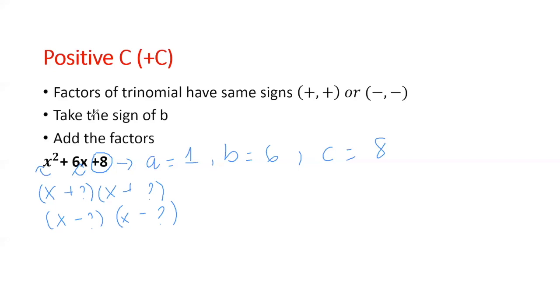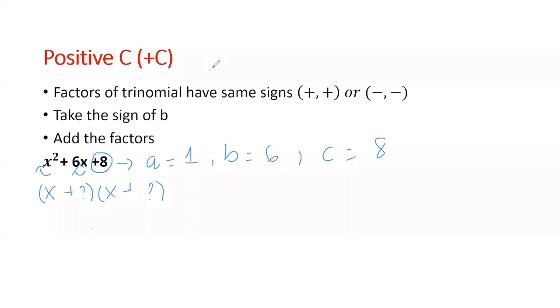Then next, I look at the second rule. It says take the sign of b. I look at the sign of b. I see it is a positive 6, or plus 6. That means my final factors, my final product, will include 2 plus signs. So I can erase the 2 minus signs in this case.